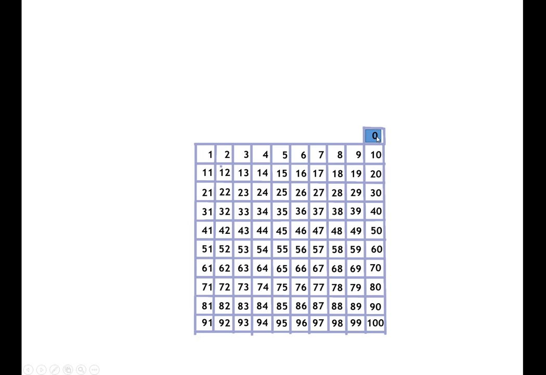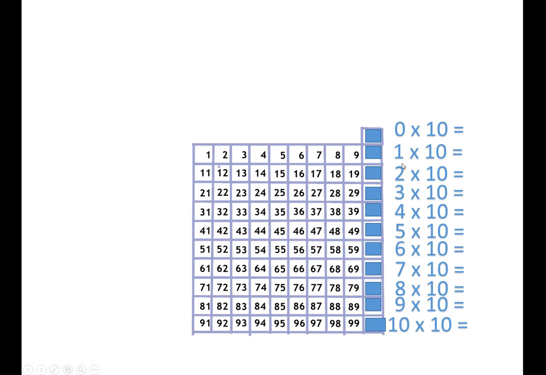10 times 0 is 0. 10 times 1 is 10. 10 times 2 is 20. 10 times 3 is 30. 10 times 4 is 40. 10 times 5 is 50. 10 times 6 is 60. 10 times 7 is 70. 10 times 8 is 80. 10 times 9 is 90. 10 times 10 is 100.